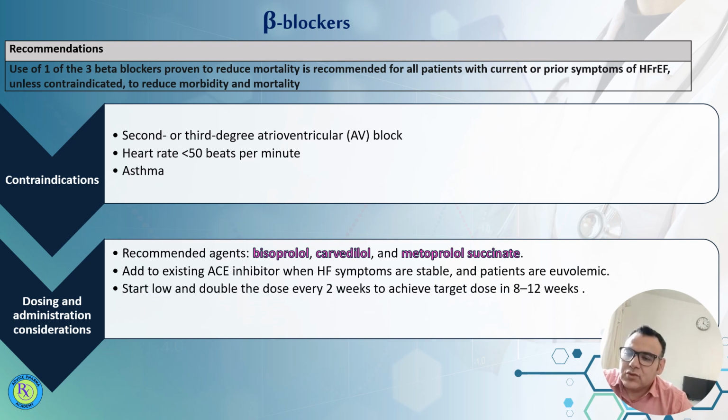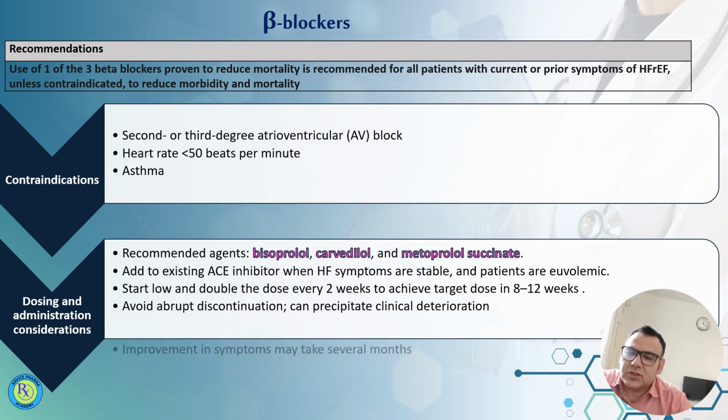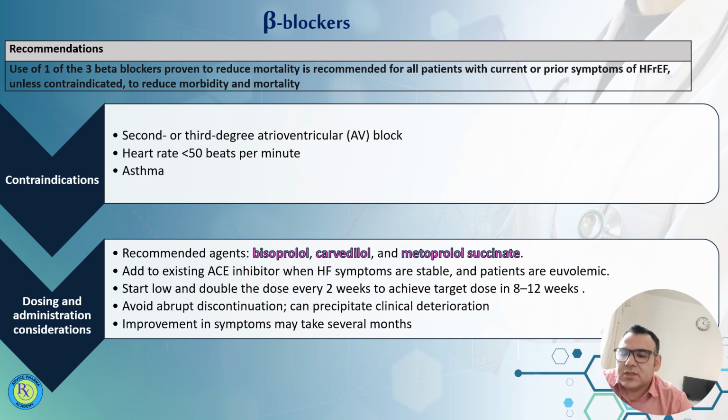We start low and double the dose every 2 weeks to achieve the target within 8 to 12 weeks. And also avoid abrupt discontinuation because it's very famous to cause rebound hypertension. So it's very important to counsel the patient using beta blocker who has heart failure that they will not notice improvement in symptoms very quickly; the benefit can occur after several months.